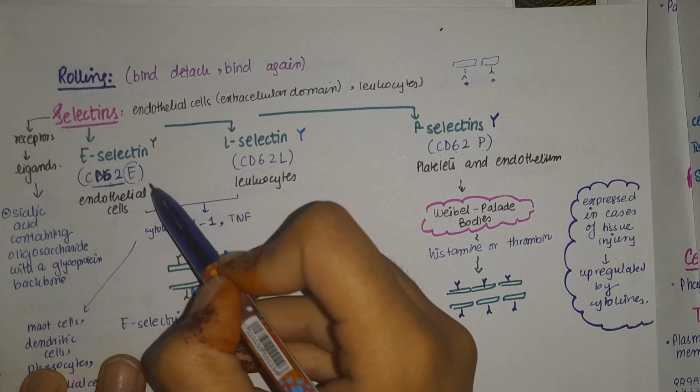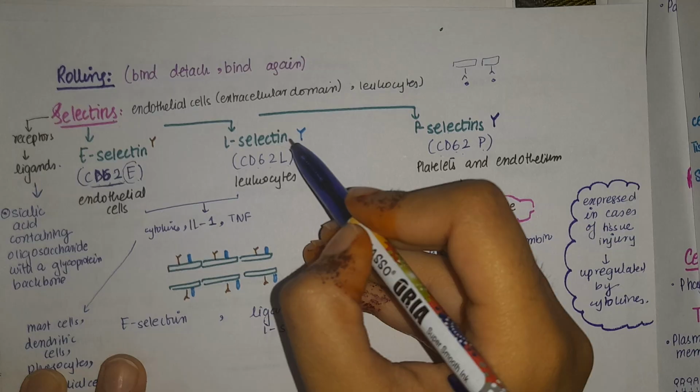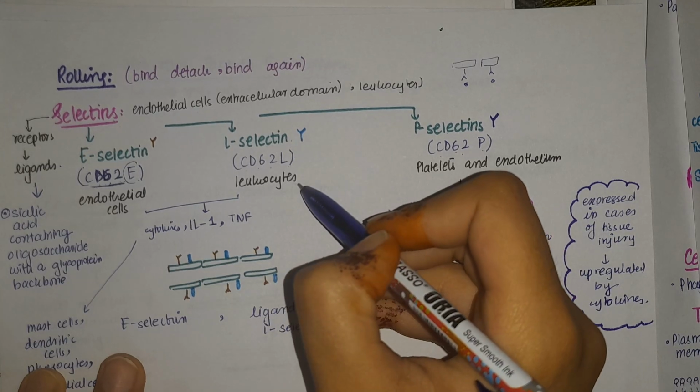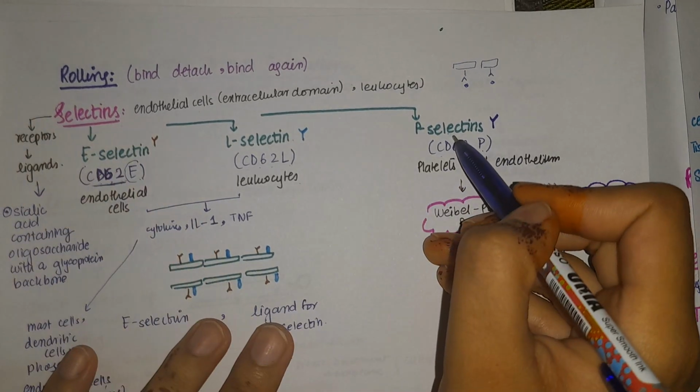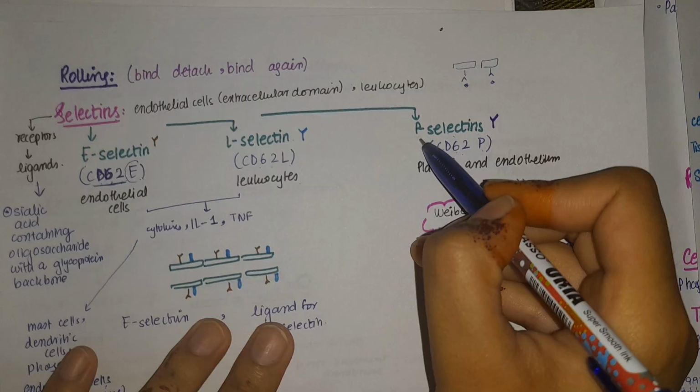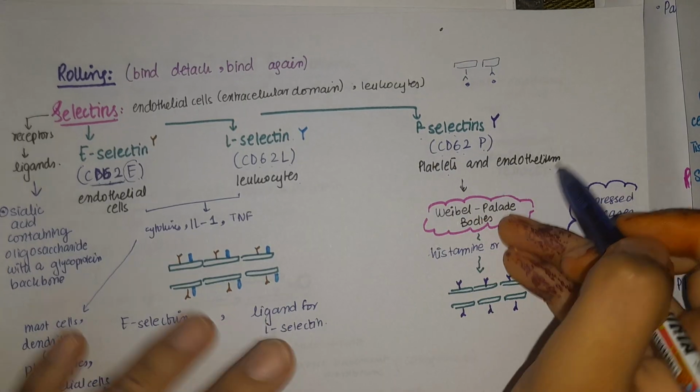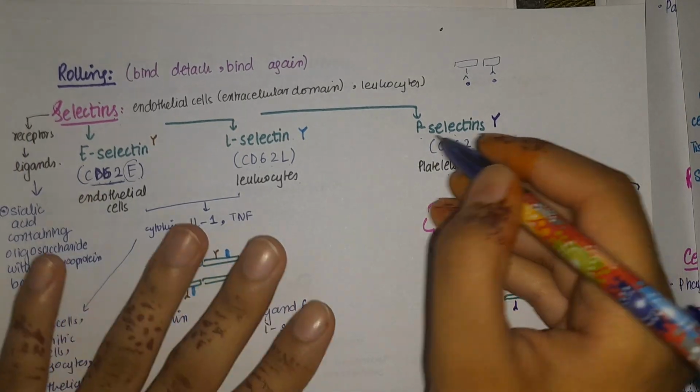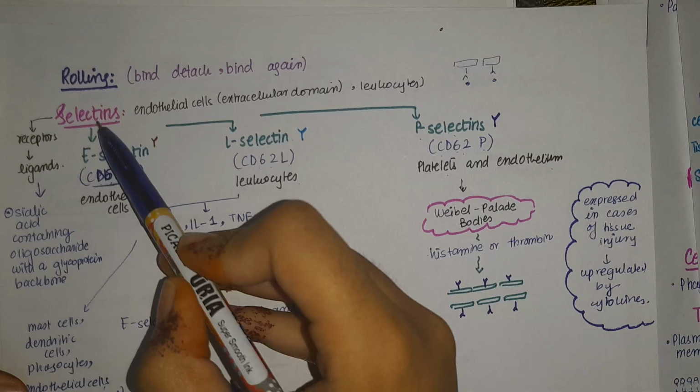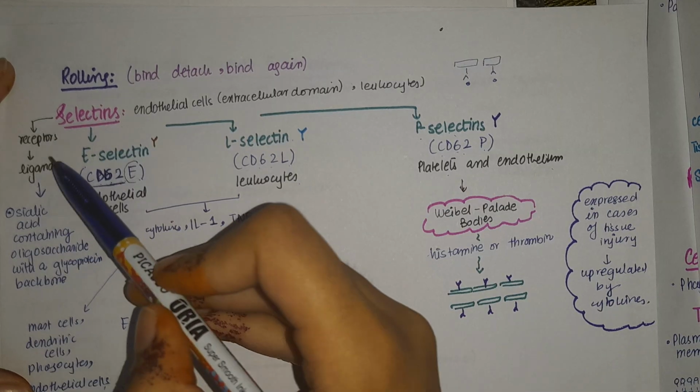So it is present on the endothelial cells. Similarly, L-selectin is present on leukocytes, whereas P-selectin is present on platelets and endothelium. Now the thing that you need to recognize over here is that selectins are receptors, and a receptor needs a ligand.